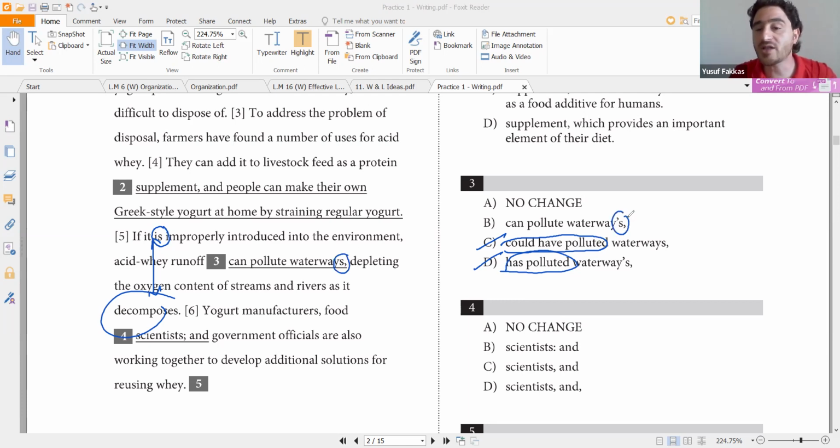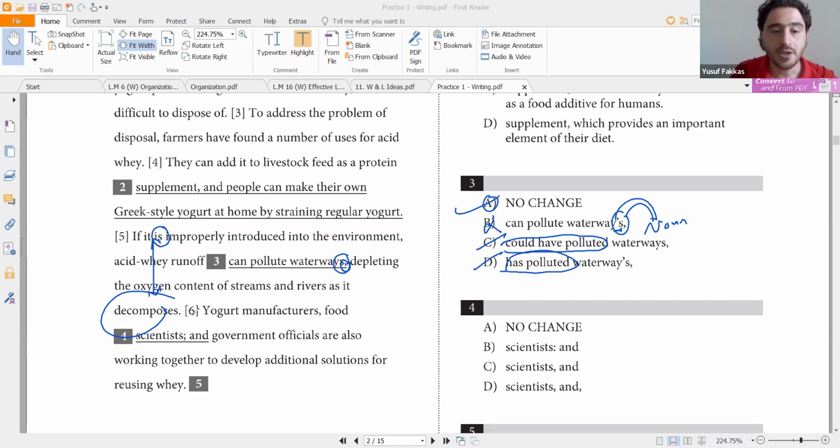Here, the apostrophe S, of course, should be followed by a noun, right? But here, as you can see, we don't have a noun. Actually, we have a comma. So there is nothing to connect the apostrophe S to. So B is wrong, and the answer is A, no change. All right? So now we did number 3.